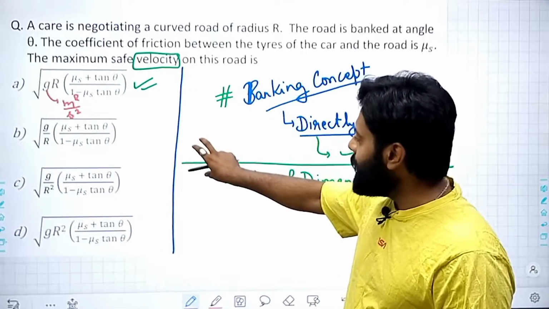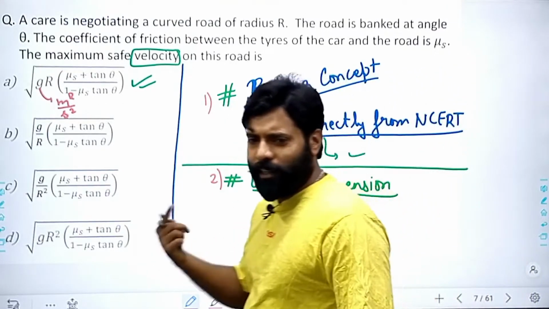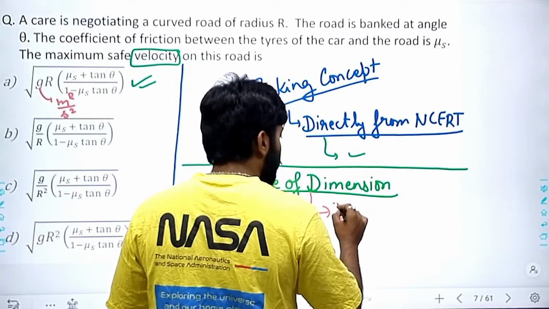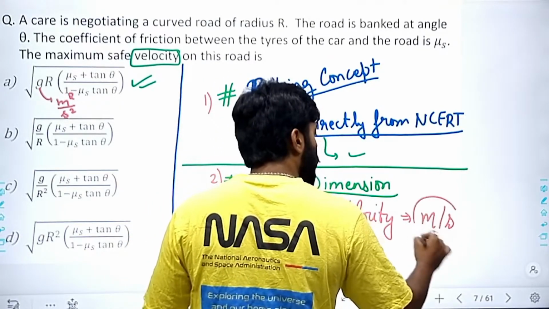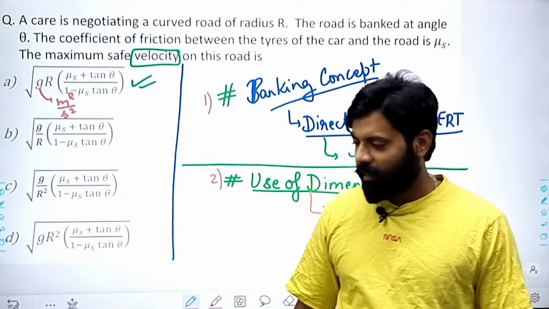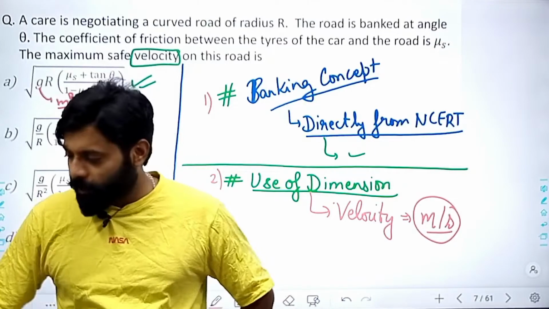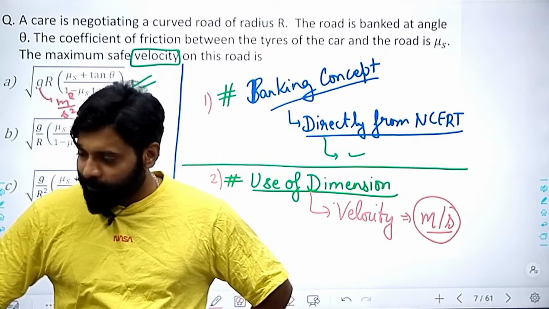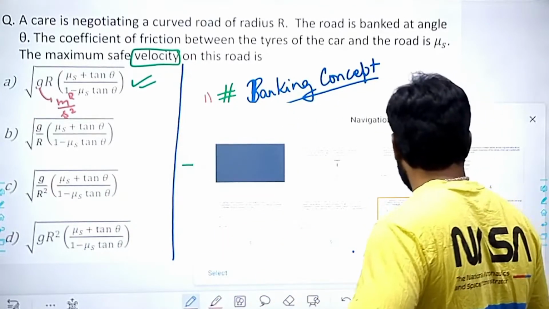Even by looking at the dimensions, there are two ways. Either you know the formula, or even if you do not know the formula, you must be knowing the dimension of velocity. The dimension of velocity is meter per second, and you can mark this question directly by knowing only this concept. Isn't it? Is it a difficult question? It's a very simple question. Let's move and solve the next question.